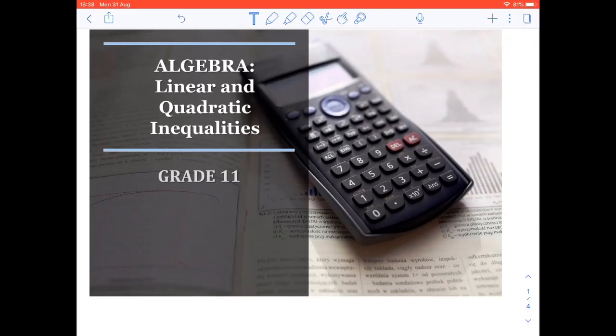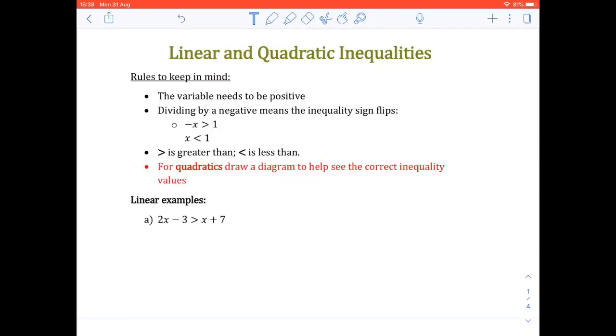In this video, I'm going to show you how to do linear and quadratic inequalities for a grade 11 level. There are some basic rules to keep in mind that you would have learned in grade 10. Firstly, when you're solving, similar to equations, you want the variable to be positive. Another key rule is that when you divide by a negative number, the inequality sign has to flip.